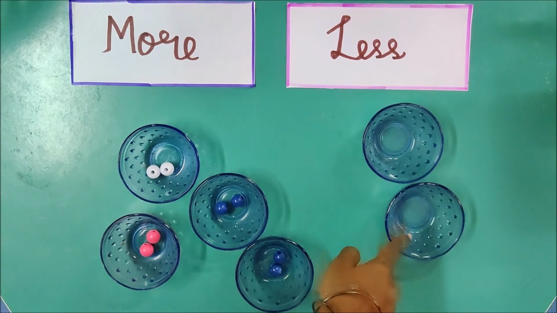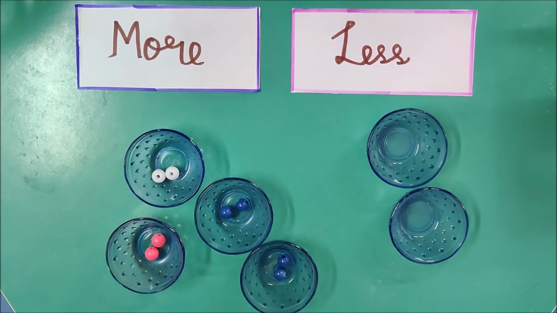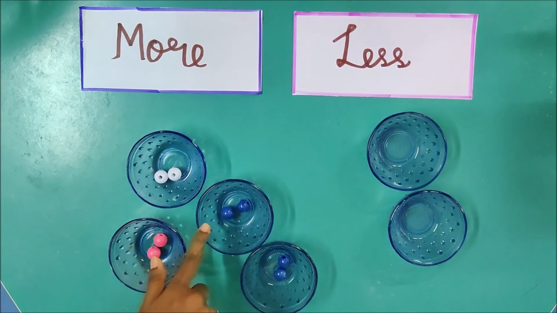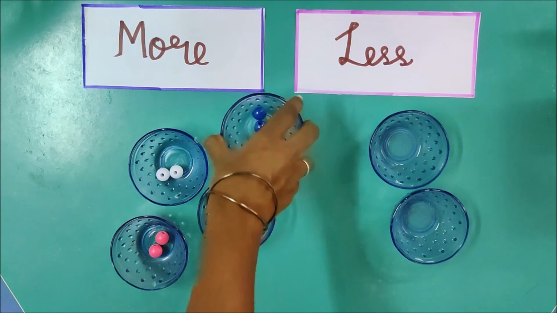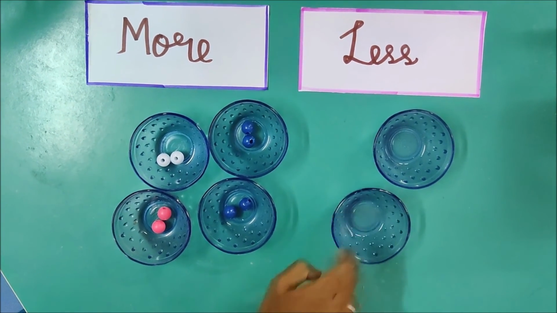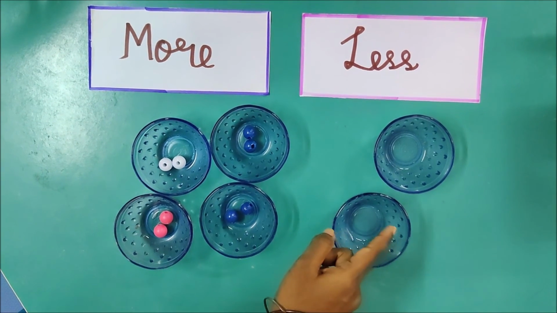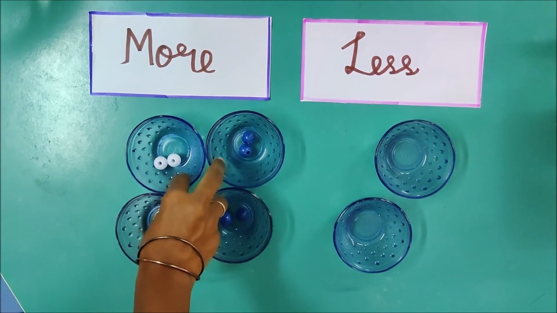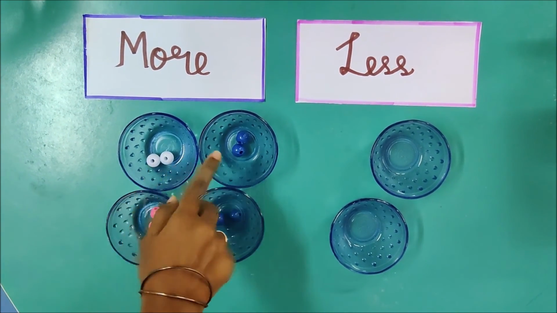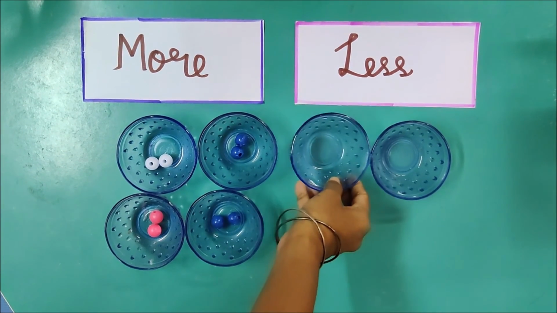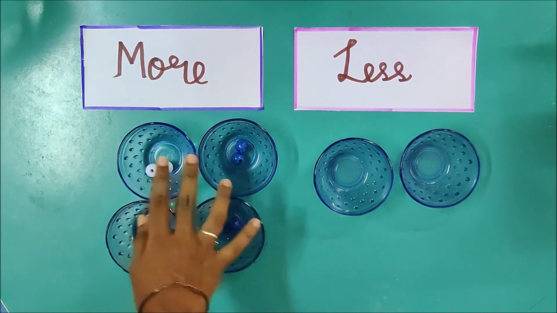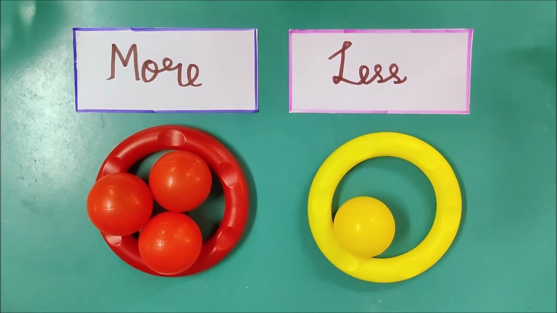These 2 bowls are empty. Shall we find how many bowls are filled with beads? 1, 2, 3, 4. These 4 bowls are filled with beads and these 2 bowls are empty. Which is more and which is less? Yes, filled bowls are more. We have 4 filled bowls and only 2 empty bowls. This is less. 4 is more and 2 is less.